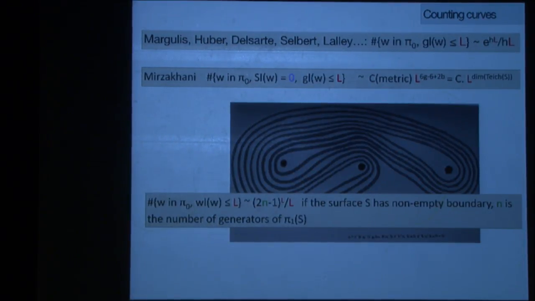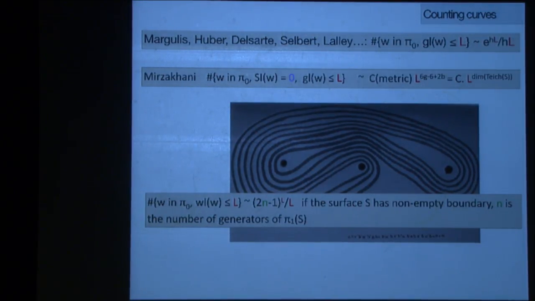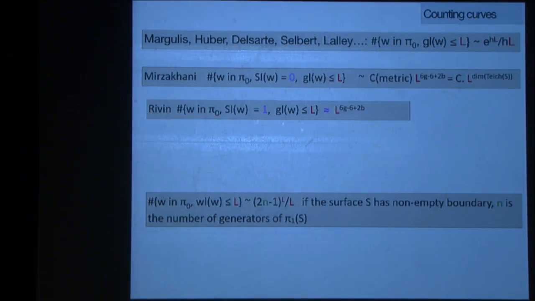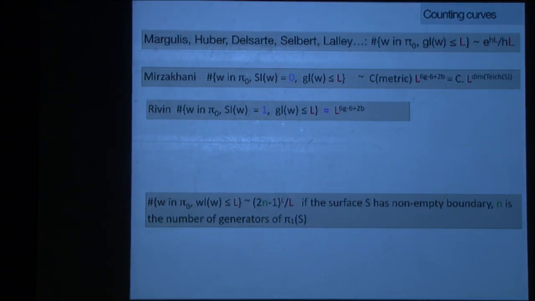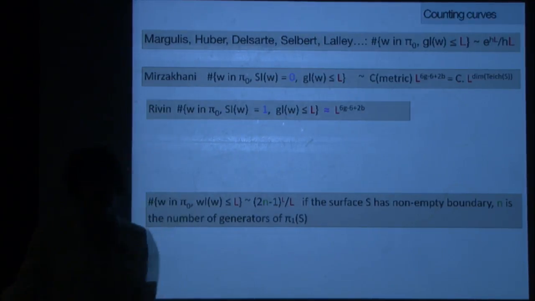So this is just to insist on how non-simple simple curves can be. And very soon later, Igor Rivin, using her results, proved that the geodesics with self-intersection 1 have the same type of growth.